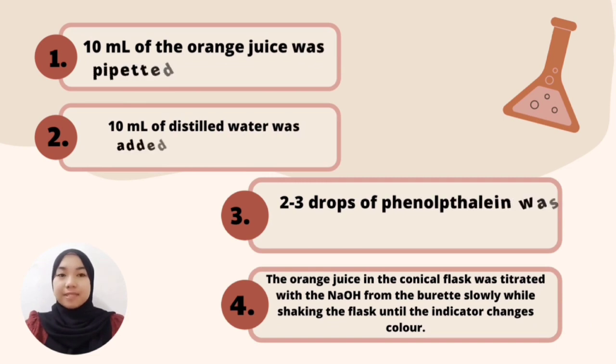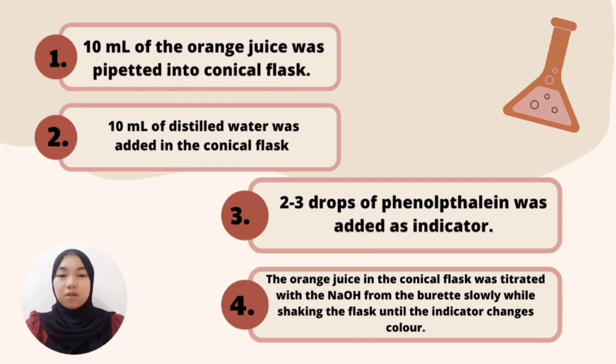The first step in this experiment is 10 ml of the orange juice was pipetted into a conical flask. Second, 10 ml of distilled water was added to the conical flask. And step 3, 2 to 3 drops of phenolphthalein was added as indicator. Step 4, the orange juice in the conical flask was titrated with the sodium hydroxide solution from the burette slowly while shaking the flask until the indicator changed color.